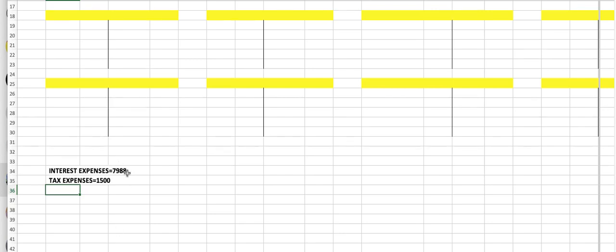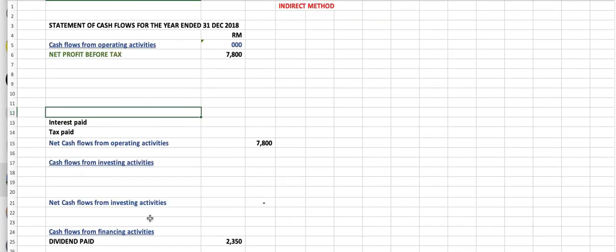Okay, this one kita kena adjust. Okay, so untuk interest, when you prepare indirect method, you have to look at two items. One is interest expenses, another one is interest paid. Because when you want to do the adjustment, the figure here is net of interest expenses. So you have to add back the interest expenses, and then down here you have to minus interest paid. Interest paid, interest expenses is not same, because interest paid is the actual money that you pay. Interest expenses may include accrued or prepayment. Okay, tak boleh, tak sama.